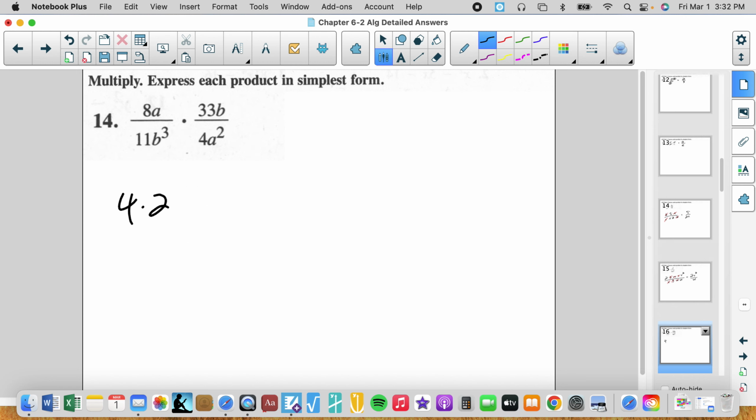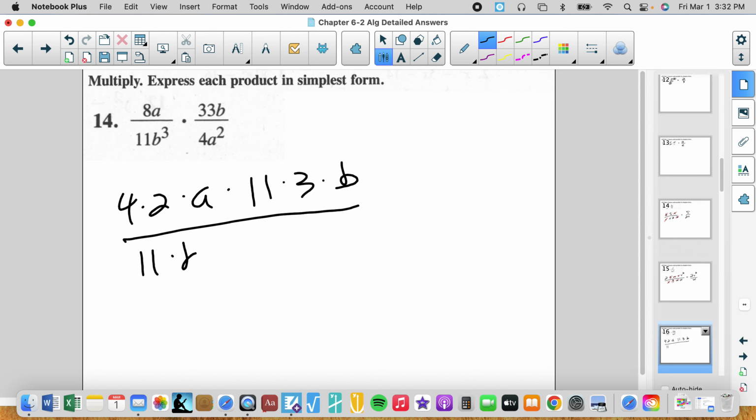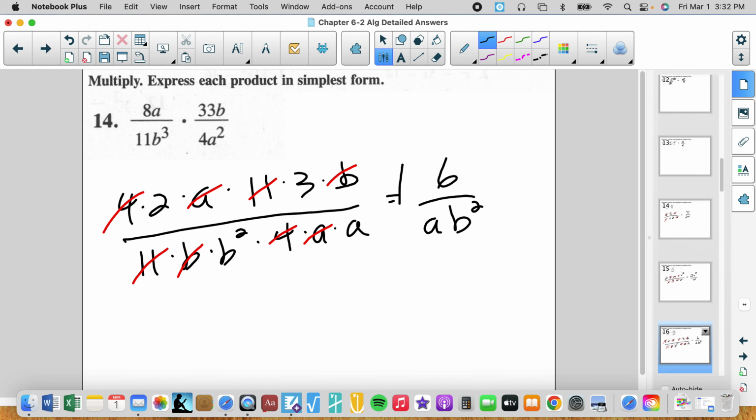We'll write 4 times 2 times a times 11 times 3 times b, and 11 times b squared times 4 times a times a. Now that takes lots of thinking and coordinated efforts and seeing the answer, but it works. And we're left with 6 over ab squared. We're always going to write it in alphabetical order, standard form. And that would be my answer.